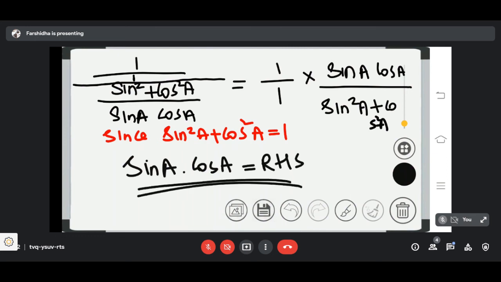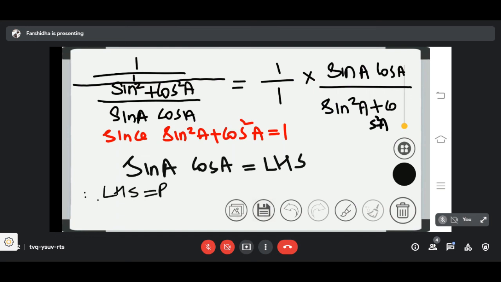So finally you can write sin A into cos A equal to RHS, hence proved. LHS equal to RHS. Both we got sin A into cos A. Therefore, LHS equal to RHS, hence proved.